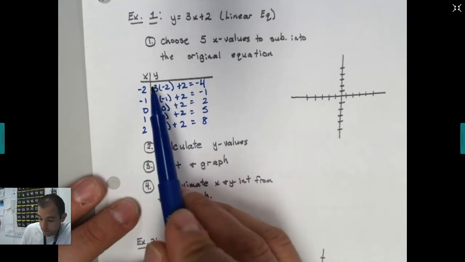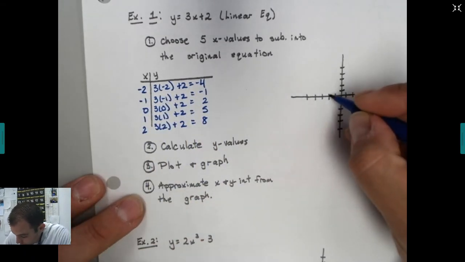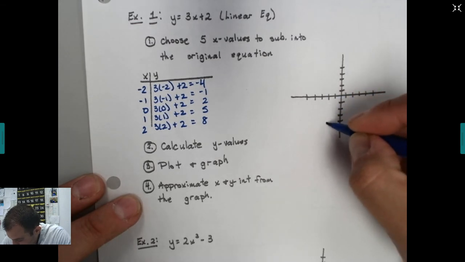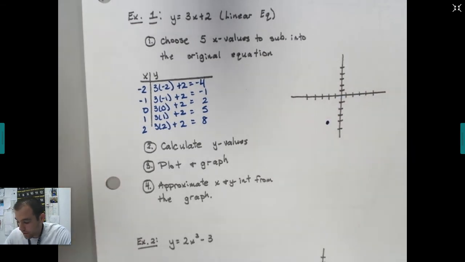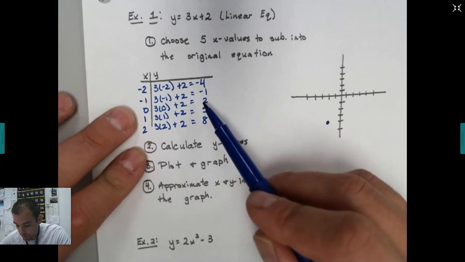So the first ordered pair that I have is -2, -4. So I'm going to graph that. -2, remember the first number, x goes left or right, down to -4. So approximately right here. It's not perfect. My graph isn't perfect. Yours probably won't be either. This is where Desmos might be a little bit handier.